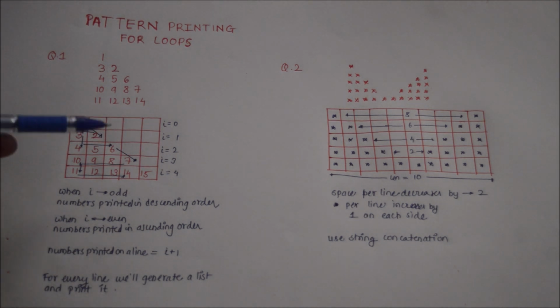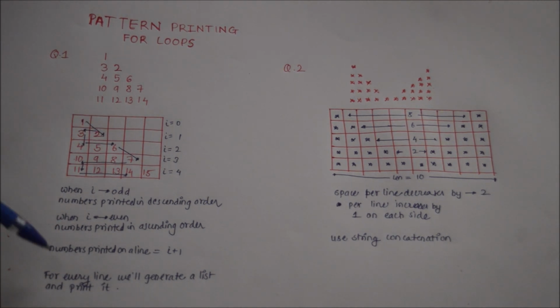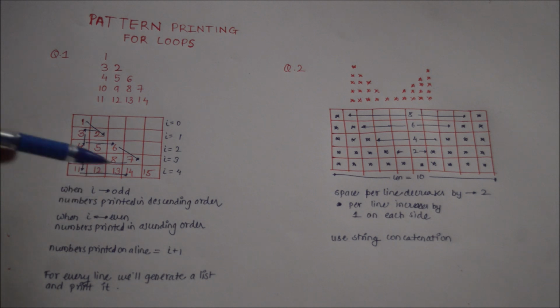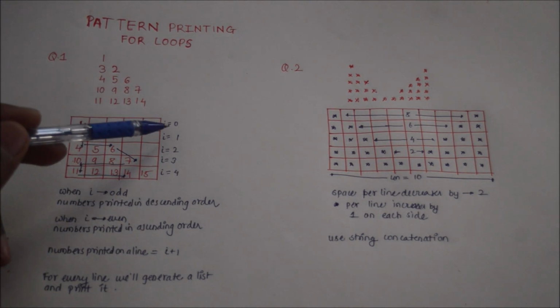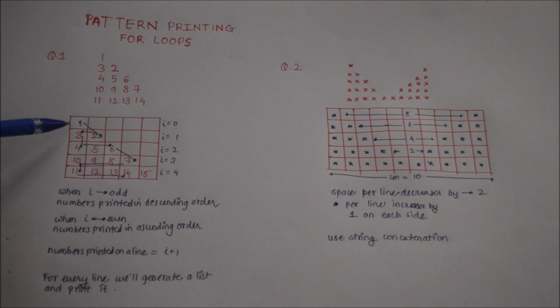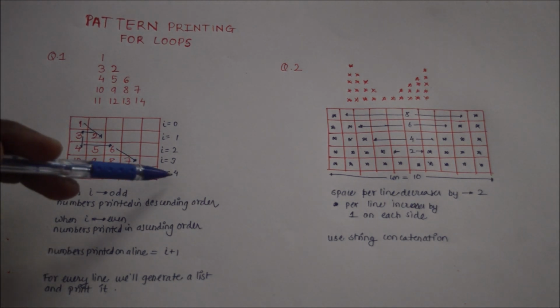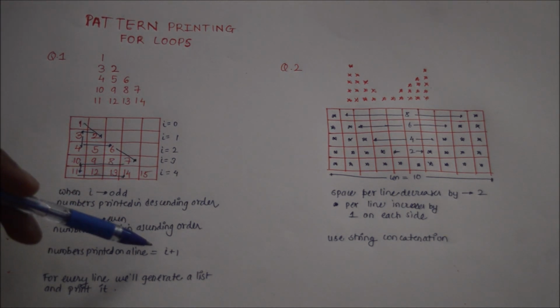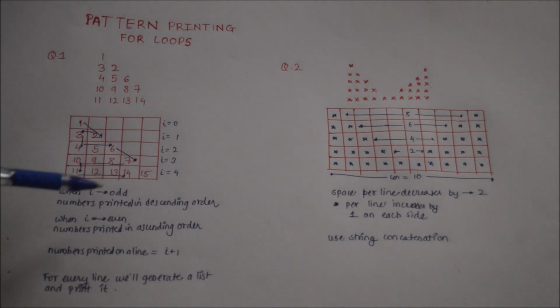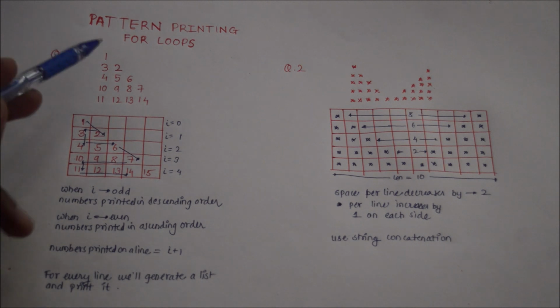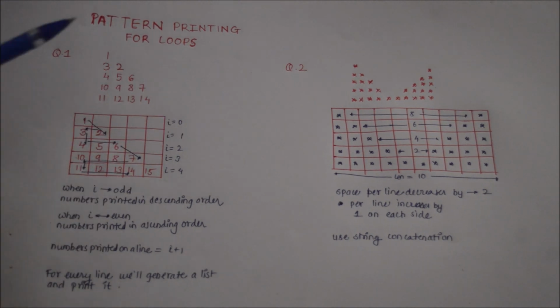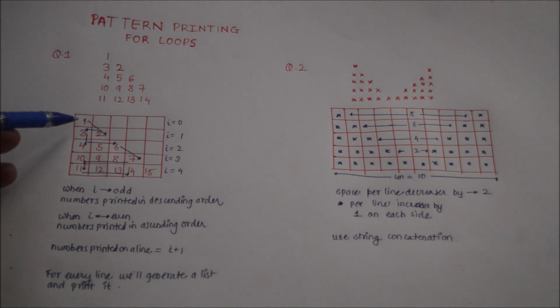Also, what we can see is that the number of numbers printed on a line is equal to I plus 1, where I is the line number. So when I is 0, the numbers printed on line 0 are 1. When I is 4, the numbers printed on a line are 4 plus 1, 5. So to solve this question, what we will do is run a for loop and generate a list for each line.